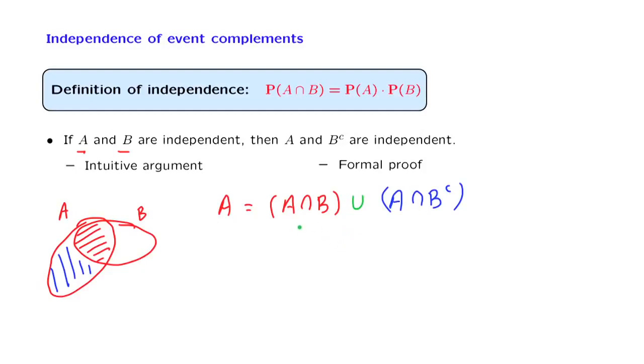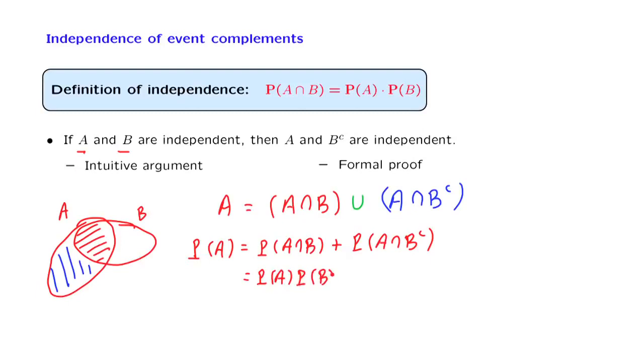Now these two pieces are disjoint from each other, and therefore by the additivity axiom, the probability of A is equal to the probability of A intersection B plus the probability of A intersection with B complement. Using independence, the first term becomes probability of A times probability of B, and we leave the second term as is.